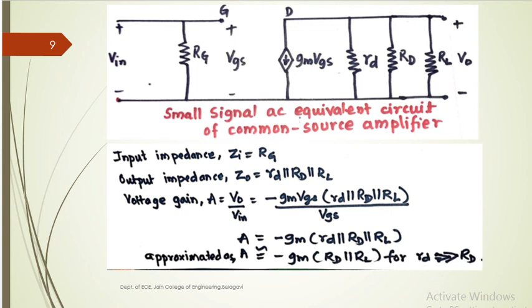Voltage gain can be given by V0 by Vin, where V0 is given by the current flowing through this parallel branch, minus gm VGS, RD parallel RL. Input is given as VGS, so we can calculate voltage gain as minus gm times this expression. Since RD is a much larger value compared to the drain resistor RD, we can approximate the voltage gain as minus gm RD parallel RL.